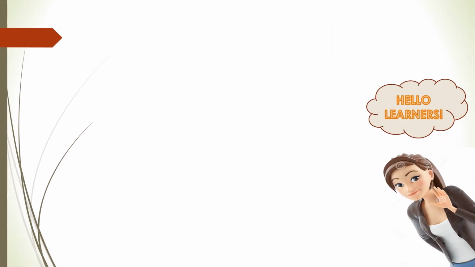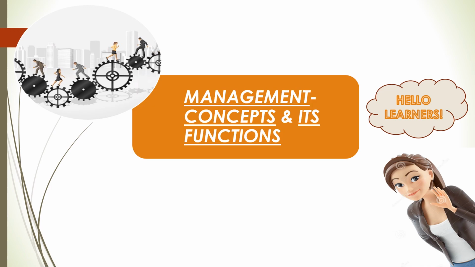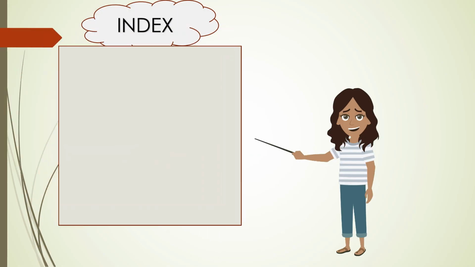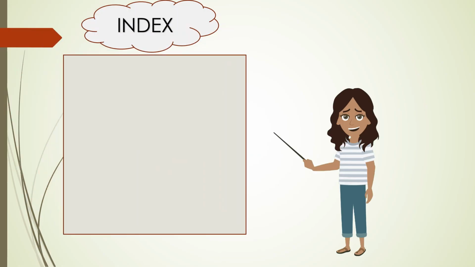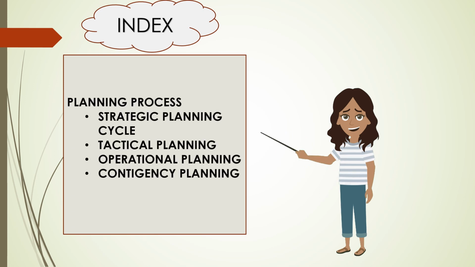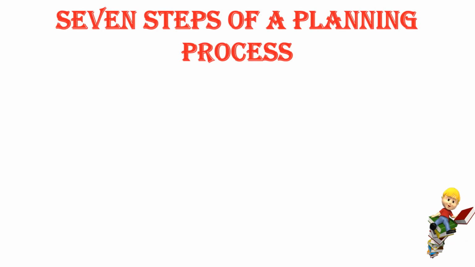Let's start with today's topic, management concept and its function. The topics we are going to cover today are process planning, that is strategic planning cycle, tactical planning, operational planning, contingency planning. 7 steps of a planning process.